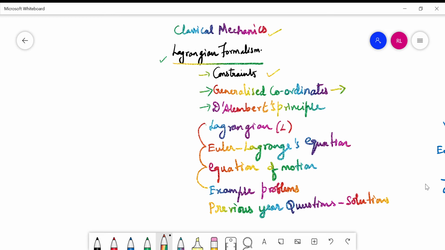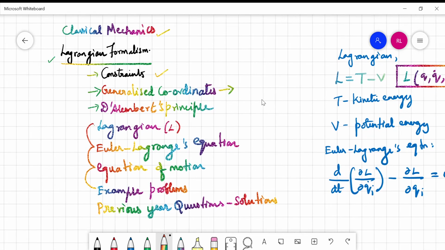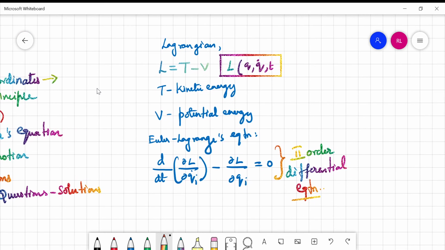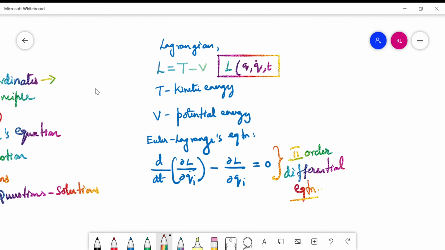We are going to use this process now to solve problems, some example problems initially, then we will be solving previous year's questions, right? And here we have some set of equations. You have to keep these things in mind. And first one is, what is meant by Lagrangian? Okay, Lagrangian, which is defined by L, and which is a function of q, q dot and t.